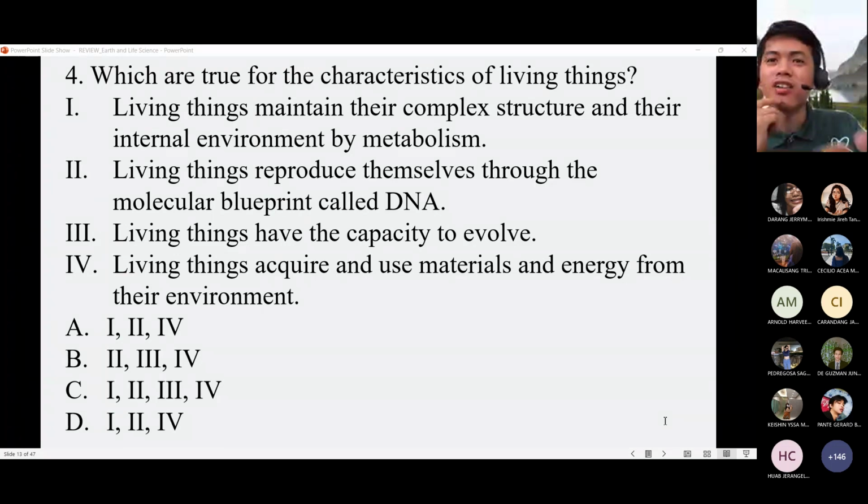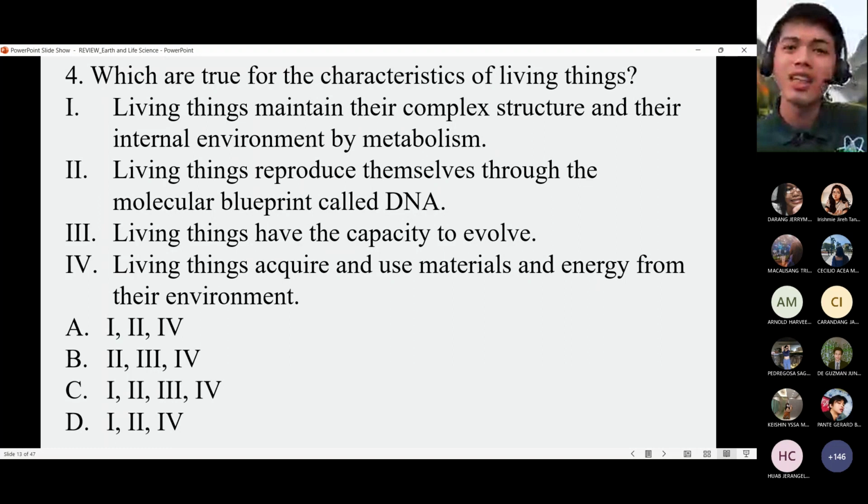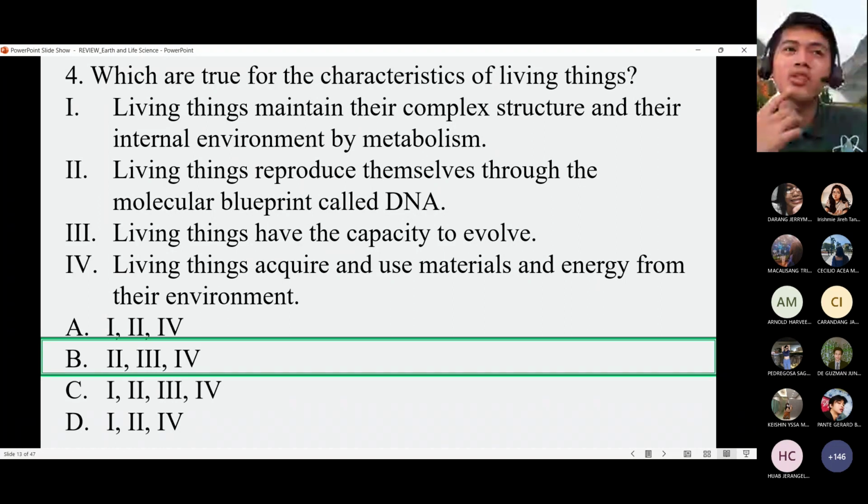Okay. Let's have the answer. The correct answer here is letter B. Okay, it's 2, 3, 4. Sir, why is the first statement wrong? As you can see, living things maintain their complex structure and their internal environment by metabolism. Is it metabolism? No, it's homeostasis.